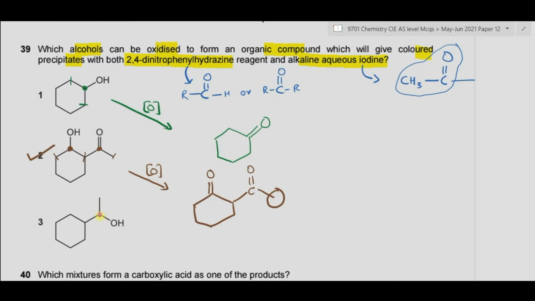In part 3 we can see that this carbon is directly attached to 2 other carbon atoms, so therefore it is secondary alcohol and it is oxidized into ketone. The product will be like this. As the product formed is ketone, so therefore it will give colored precipitate with 2,4-DNPH. Also we can see that CH3 is directly attached with the carbonyl carbon. So due to the presence of this part, it will give colored compound with alkaline aqueous iodine. As option 2 and 3 are correct, answer is therefore C.